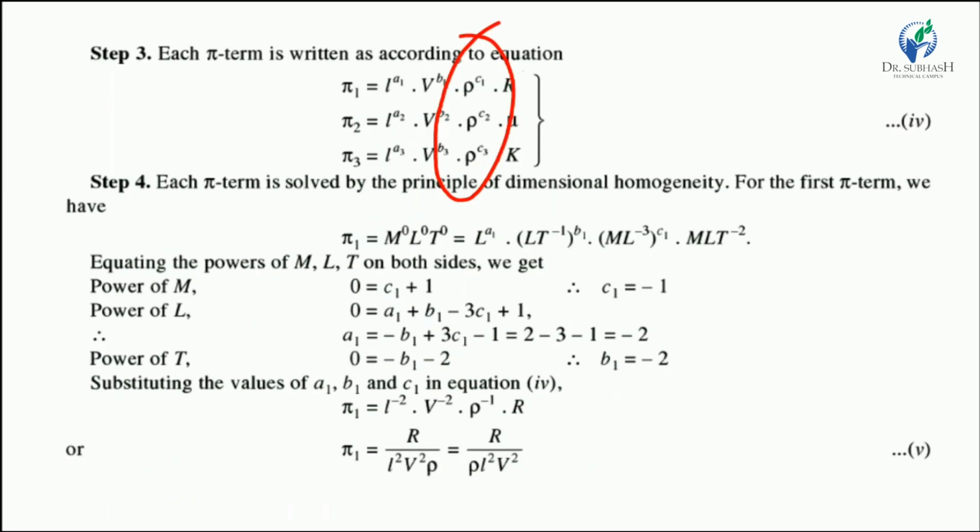So here we take density as the repeating variable. It is called a repeating variable because it repeats in all 3 pi terms as shown in the slide. So write L, V and rho in each pi term. Now write an arbitrary power on each repeating variable. Any power you can take. So here A1, B1 and C1, A2, B2 and C2, A3, B3 and C3.